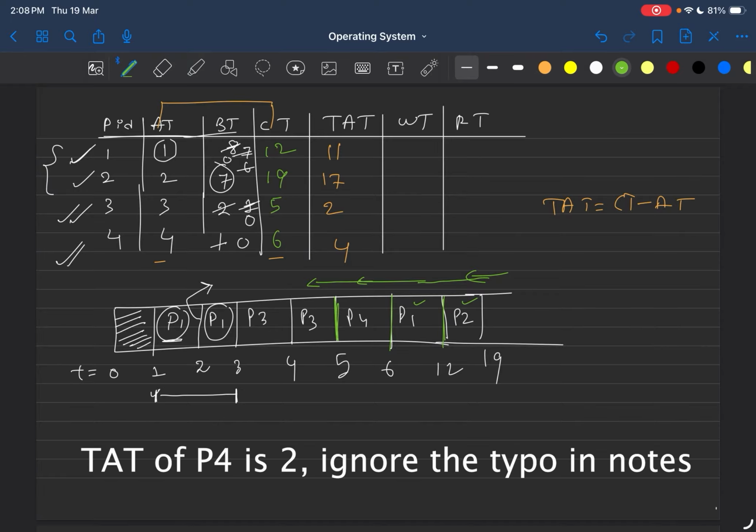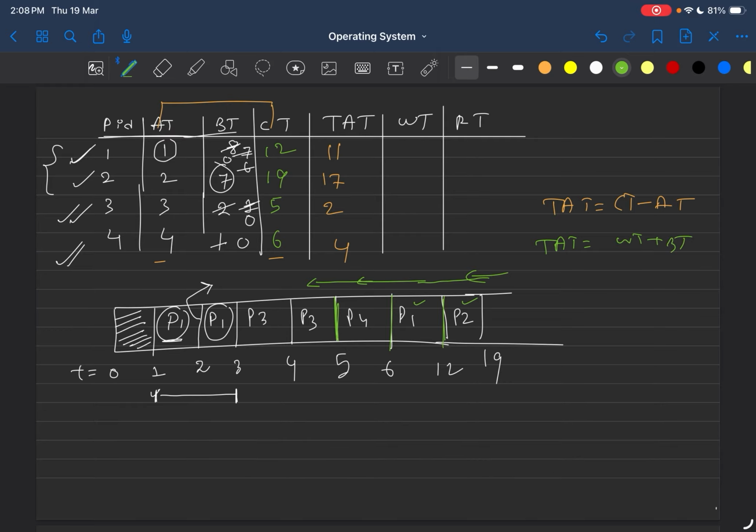So now if I want to calculate wait time, I have already explained to you that turnaround time is equal to wait time plus burst time. This is an equation that we can follow. So wait time will be turnaround time minus burst time, where burst time is the original burst time. So 11 minus the original burst time, how much was it? 8. So what is the wait time? 3. Now 17 minus 7, how much is it? 10. Again 2 minus 2, that is 0. 4 minus 1, that is 3.